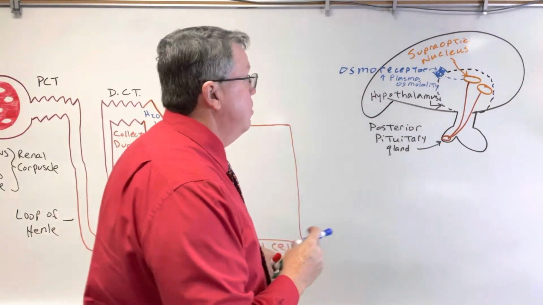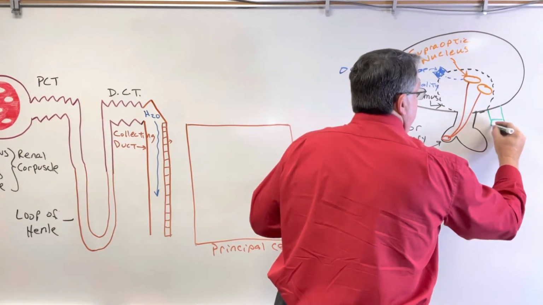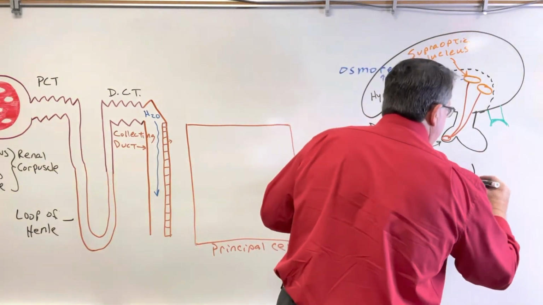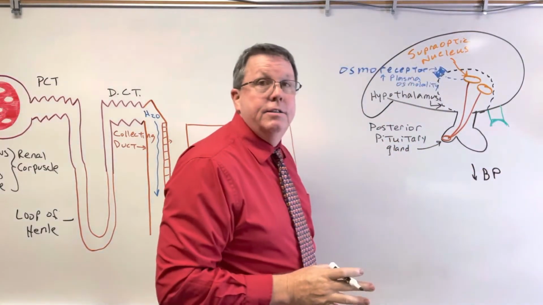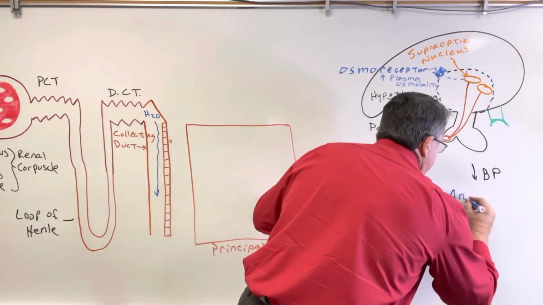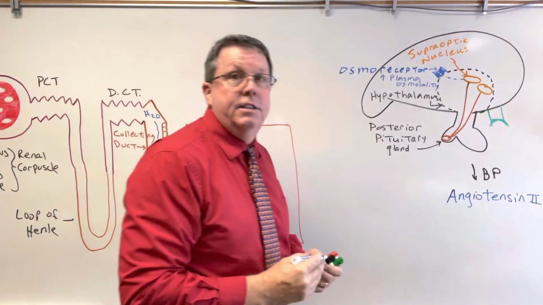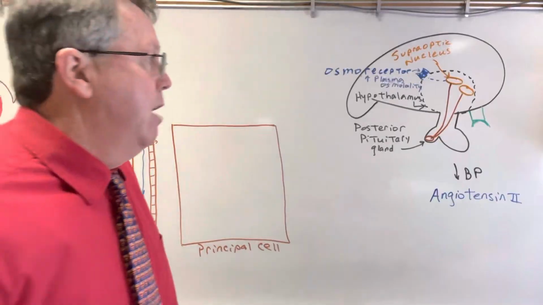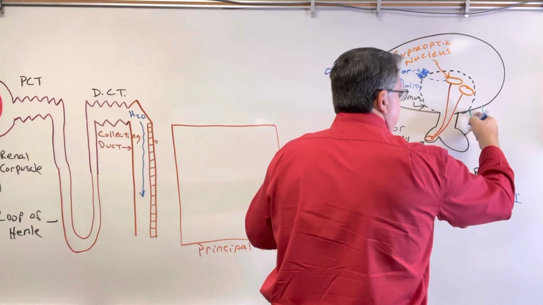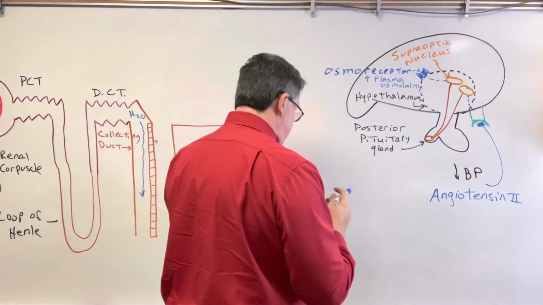All right. Also on here, we're going to have another receptor. I'm just going to draw this one down here. Right, we'll have another receptor in here. And when you get a decrease in blood pressure, what's going to happen is the kidneys are going to release a hormone called angiotensin II. Okay, it's going to release angiotensin II. And so this angiotensin II is going to come up and activate this receptor here, right? This is an angiotensin receptor. And then it's going to send signals also to these superoptic nuclei.